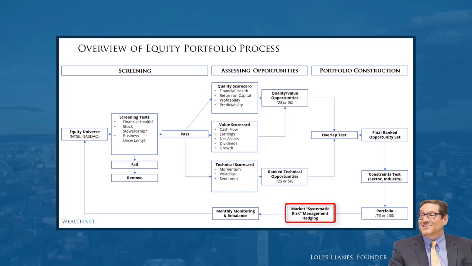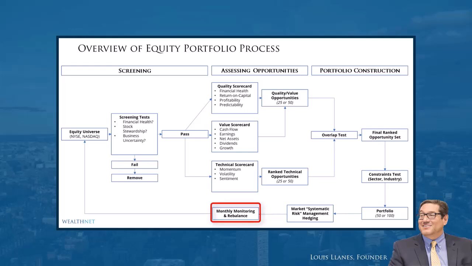Basically, one of the biggest risks with stocks is that if the general market starts falling, obviously they all go down. So we have a process where we're analyzing the risks of the overall stock market. And when our research shows that there's more risk in the market, we will hedge. We will hedge some of that stock market risk out. So that's another part of the monitoring and rebalancing part of it.